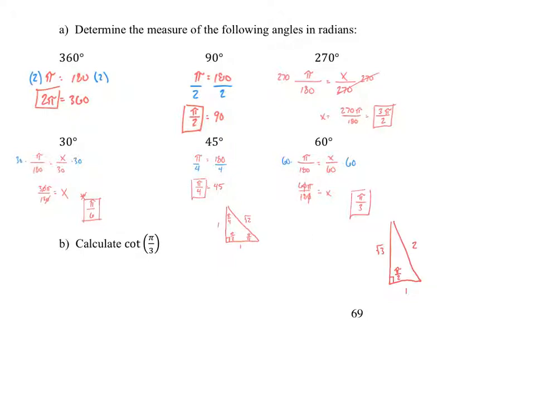This used to be my 60 degree angle over here, and instead of calling it 60 degrees, I can call it pi over 3 radians, and my 30 degree angle I can just call pi over 6 radians. Still the same exact triangle, just a new name for the measures of these angles.